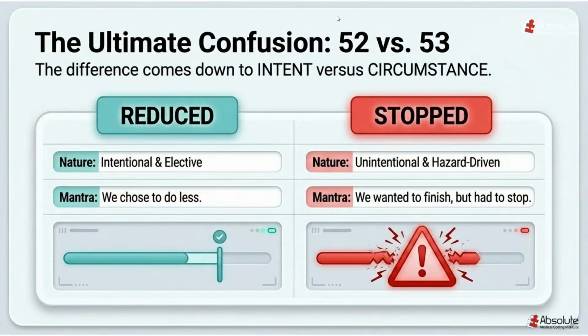Okay, so this is the slide that explains the difference is down to the intent versus the circumstance. It's reduced if the doctor did something, it's stopped, 53, if the doctor really didn't. So it's based on the documentation. What did the physician do? You focus on that and you can't go wrong. Are you all with me?